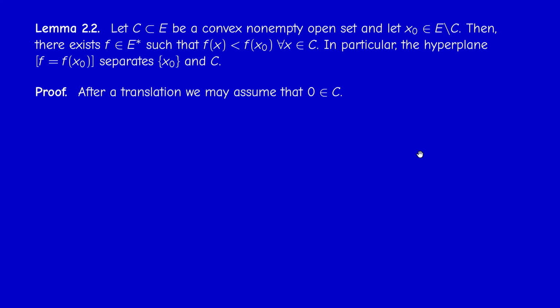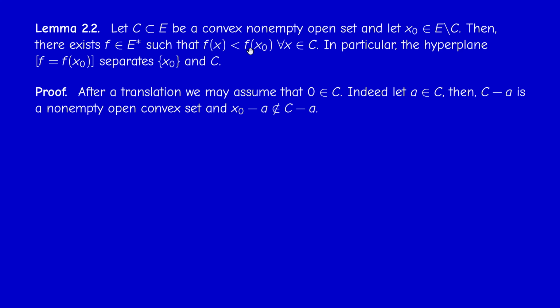Now, we may assume after a translation that C contains 0, so we can use the Minkowski function. Why can we do that? Because C is not empty, take a point A in C. You can draw a figure if you like. When we translate C by A, then x0 minus A will also be outside C minus A, but now 0 will be in C minus A. So you can draw a picture to understand this. We translate the figure so that 0 is now inside C.